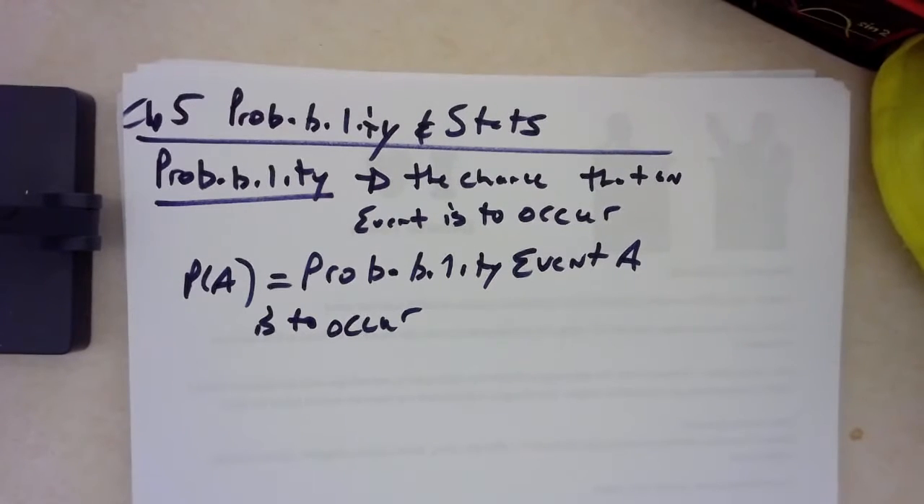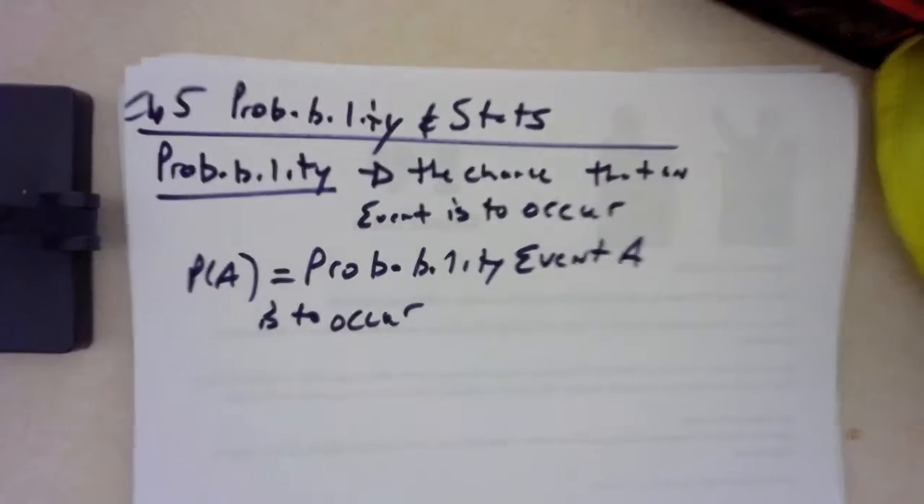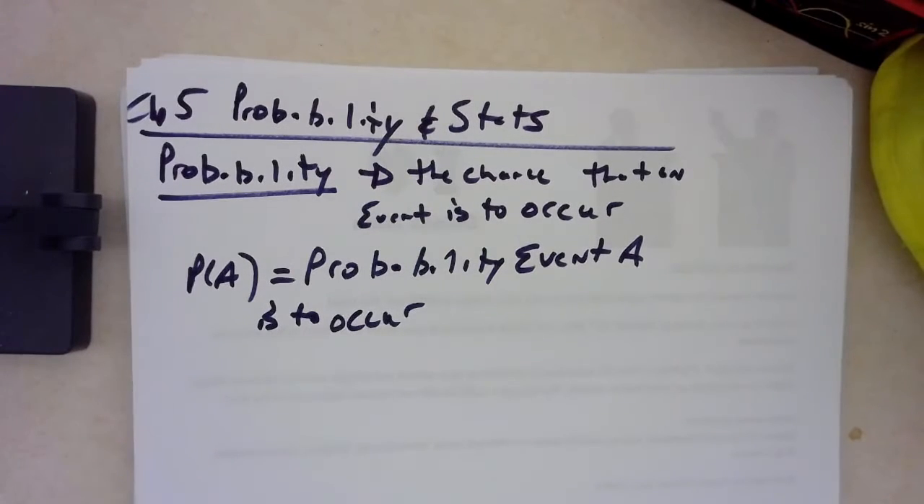Probability event A is to occur. That's why I have the book out, so I can copy some vocab words out for you. We can talk about what it is.